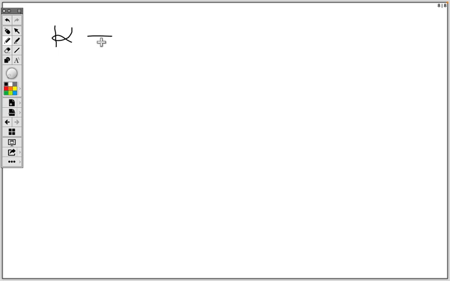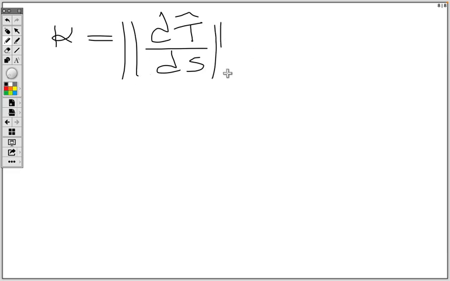We defined curvature. The definition of curvature is we looked at the rate of change of t hat with respect to arc length, and we looked at that magnitude. So remember, t hat is the direction you're going, and s is your arc length. That's how far you've traveled. So you're looking at the rate of change of direction with respect to the distance you travel and taking the magnitude of that.